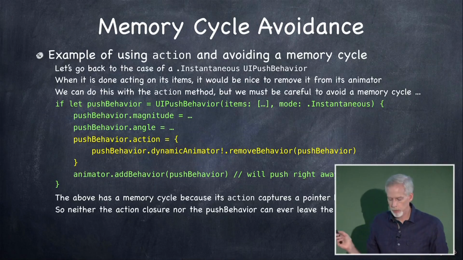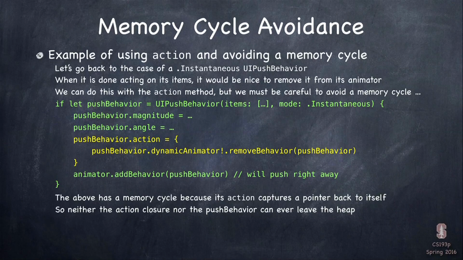All right, back to that push thing that I was talking about. Here I've created a push behavior with a certain magnitude and angle. And look what I've done. I've set the push behavior's action to be: remove this push behavior from the dynamic animator. See that? And since it's instantaneous, see how the mode is instantaneous? This is fine. I want this thing removed. I don't want it sitting around collecting dust because it's not going to fire ever again. It fired, the action method got called. I put this closure in here to do this.